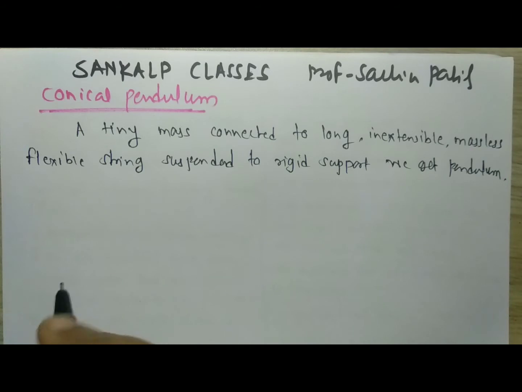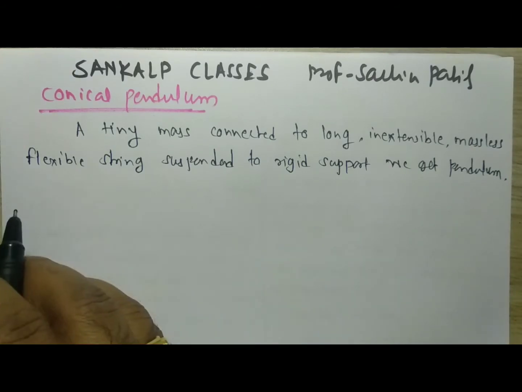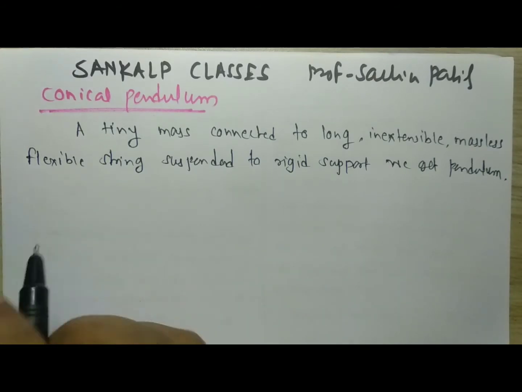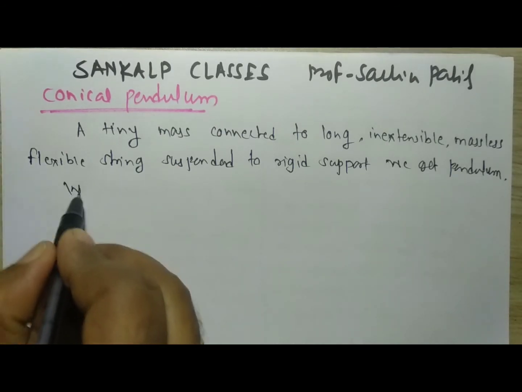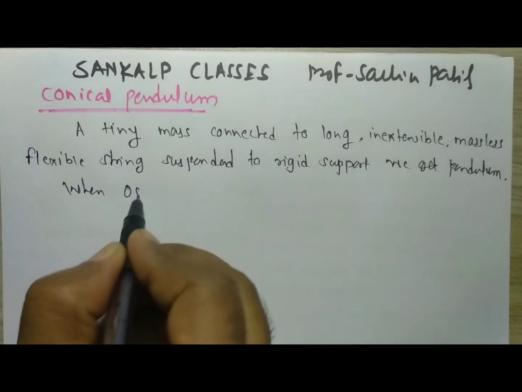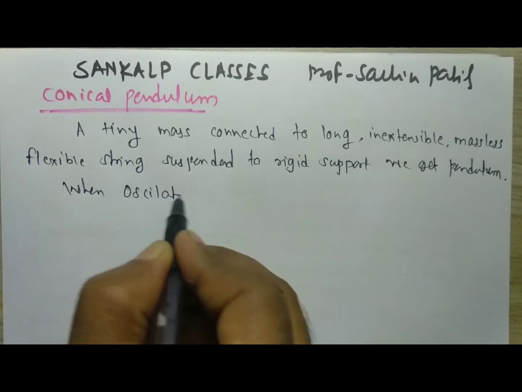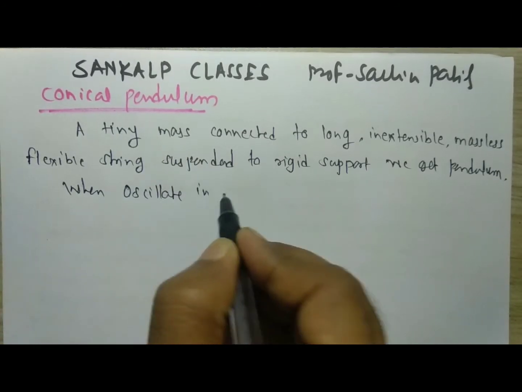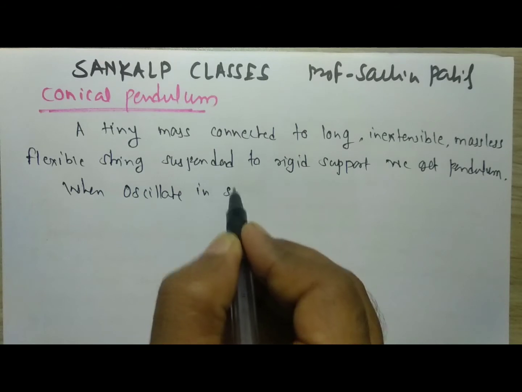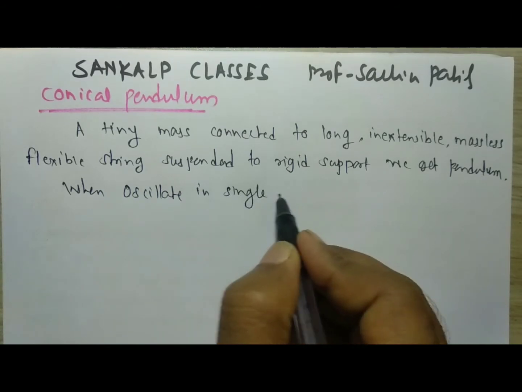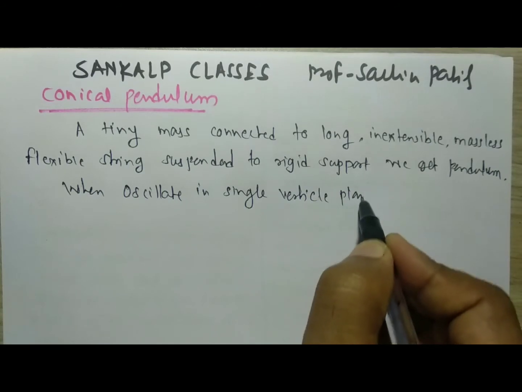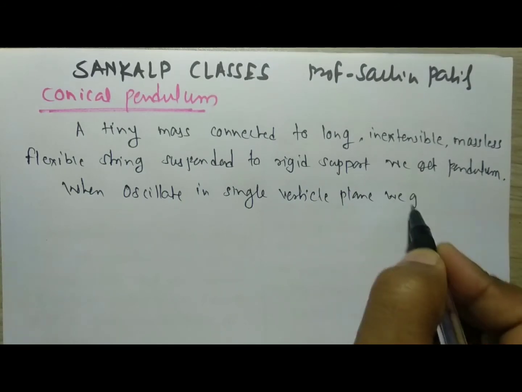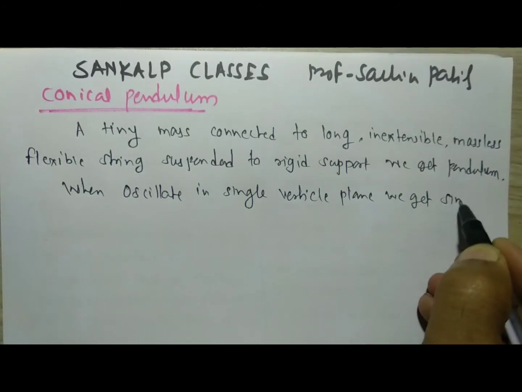When the pendulum is oscillated in a single vertical plane, at that time we get the simple pendulum, or it is called a simple pendulum.